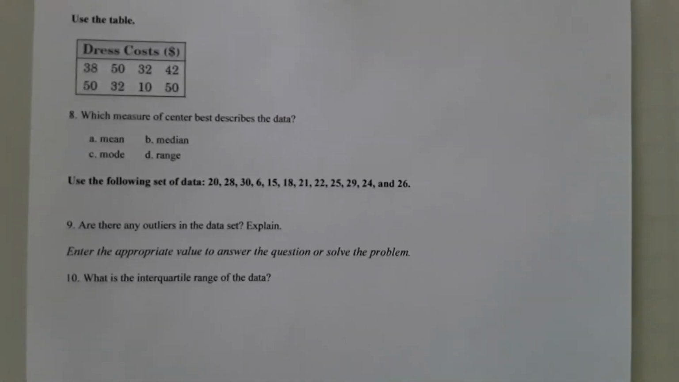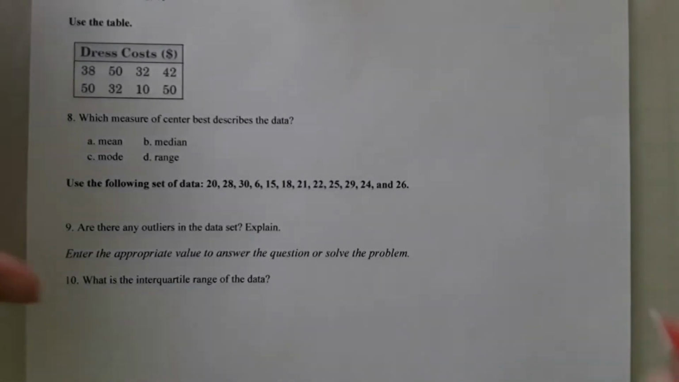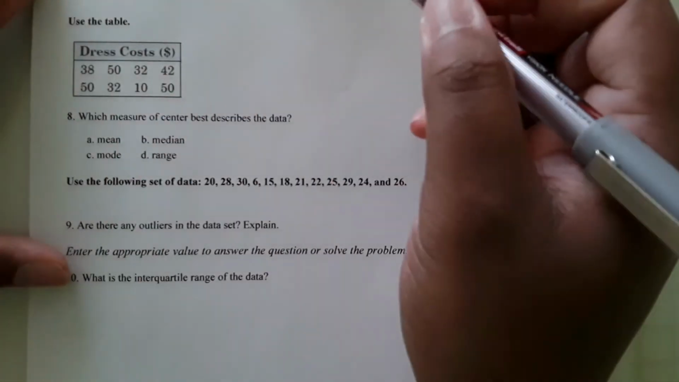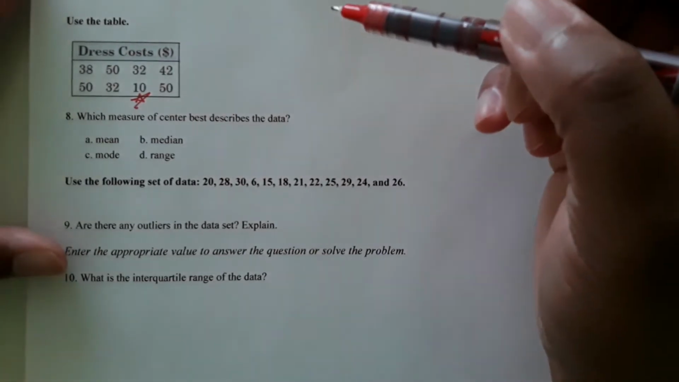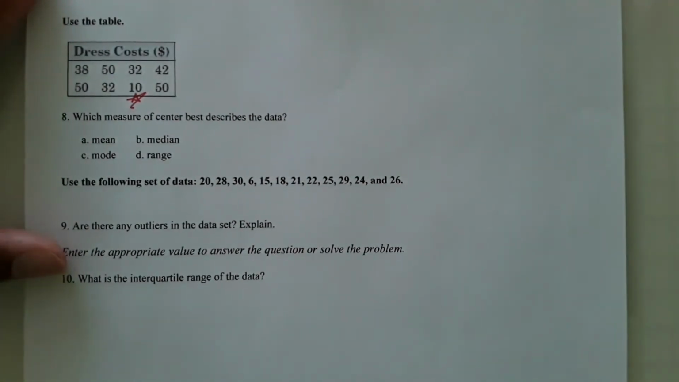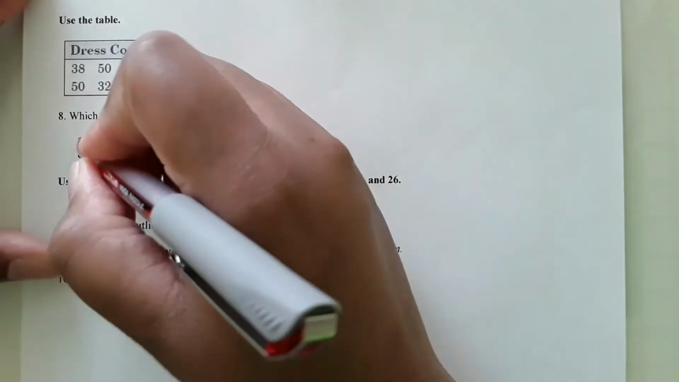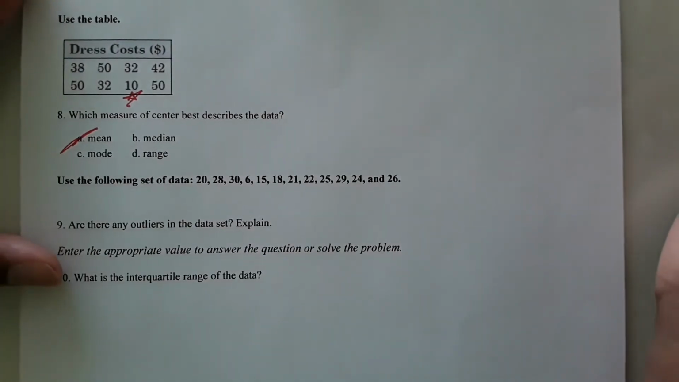Next problem was to use the table. So this would be for number 8. We're looking for which measure of center best describes this information. When I'm looking at these 8 numbers, I see 10. To me right now, it's so far away from all the other ones, it looks like it's possibly an outlier, which means mean is out. So we can't use mean for that.